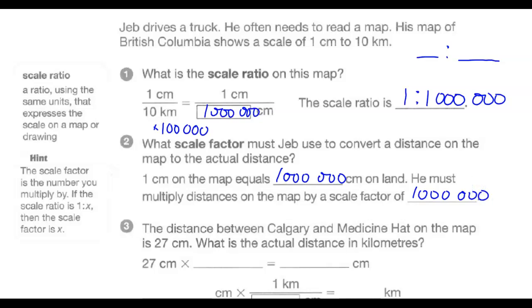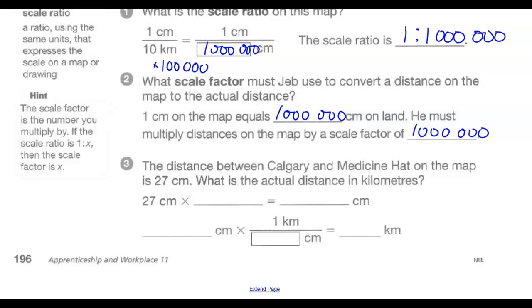So the distance between Calgary and Medicine Hat on the map is 27 centimeters. What is the actual distance in kilometers? So we need to multiply by 1 million. So that's going to be 27 million centimeters, which is kind of meaningless because centimeters are so small. But then we want to convert that back to kilometers.